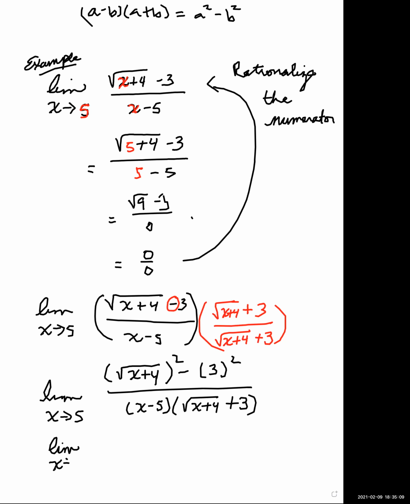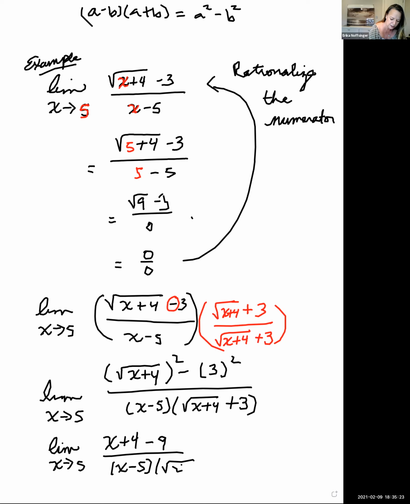So we have the limit as x is approaching 5 of x plus 4 minus 3 squared, which is 9, all over x minus 5, that quantity times the quantity of square root of x plus 4 outside the radical plus 3 in that quantity.